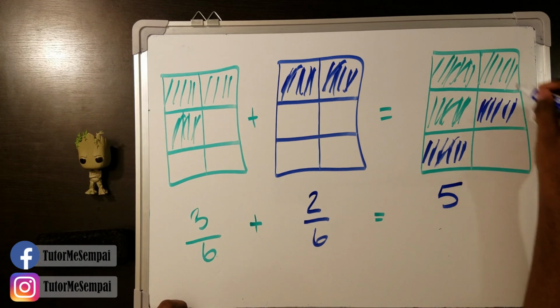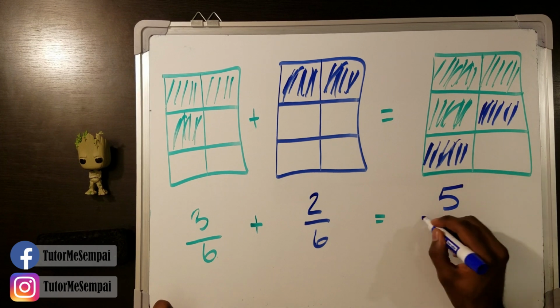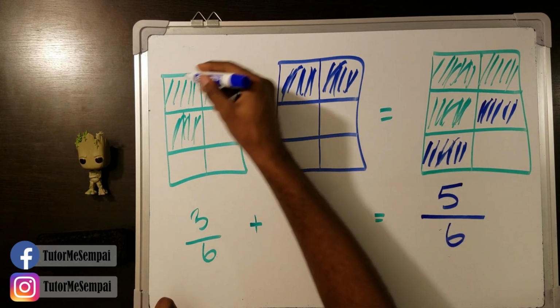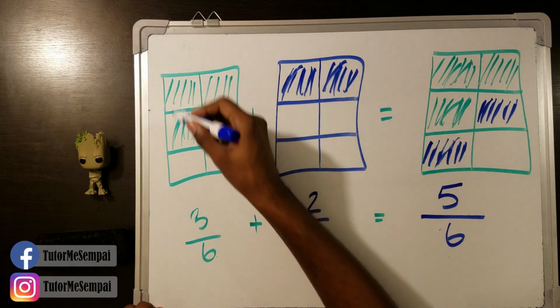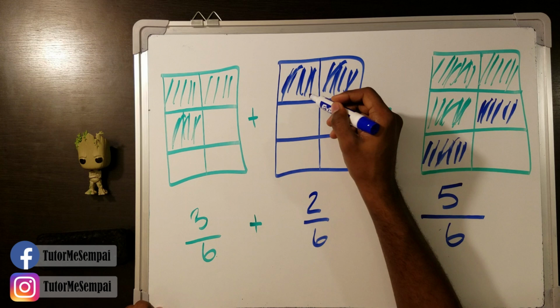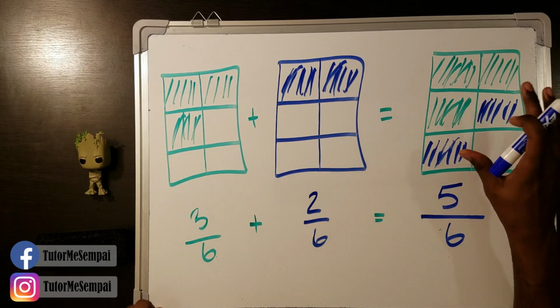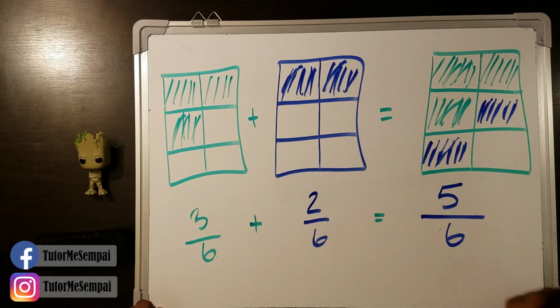And how many total boxes do we have in this? Well, we have 6, right? So we're going to put that here. So the end result, when we're adding these 2 fractions together, our 2 blocks, 3 from this one, 2 from this one, we get 5 total. We have 5 total shaded boxes out of our complete 6. So we get 5 over 6 as our fraction.